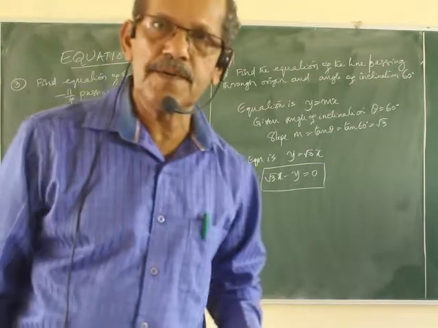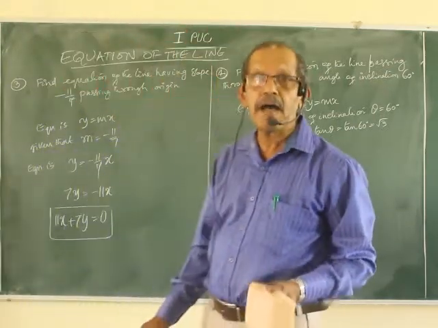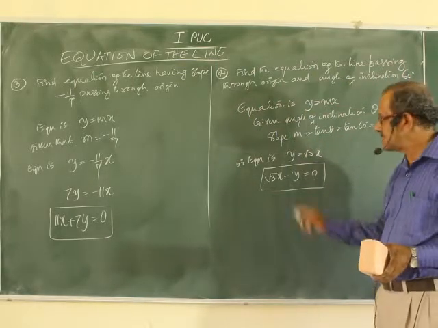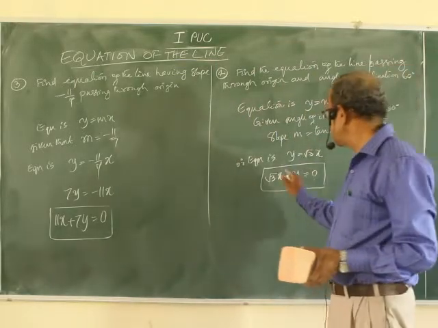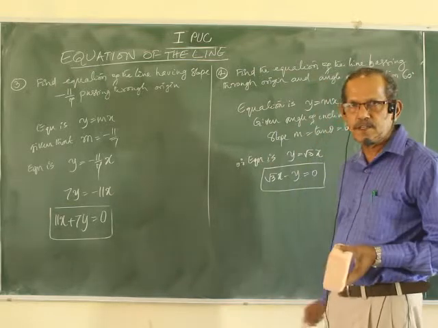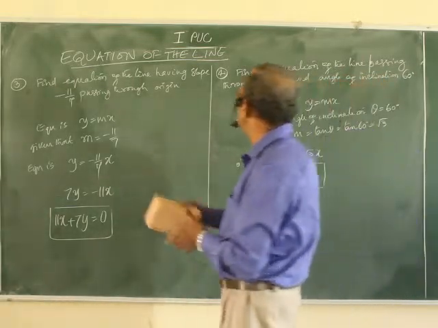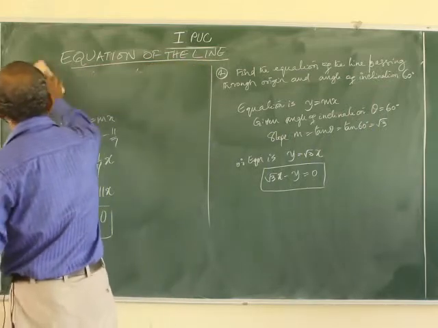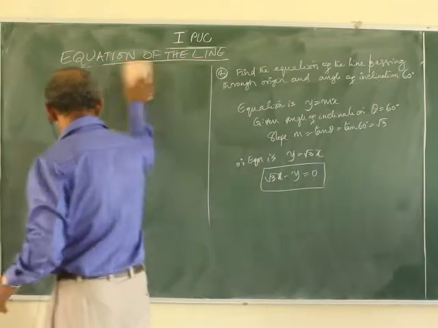If the slope is given, it is the direct question. If angle of inclination is given, find tan theta. Tan theta is actually slope of the line. Write x and y as it is. Don't write anything in that place because you are obtaining the equation. Equation means it should contain unknown x and y.